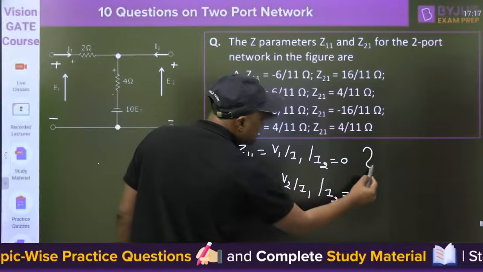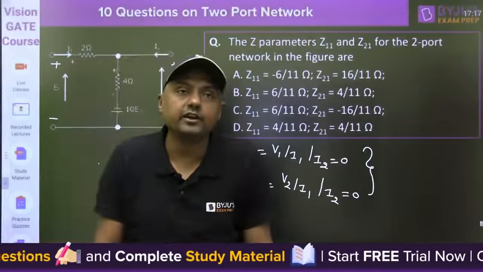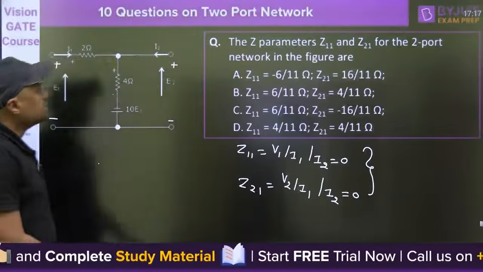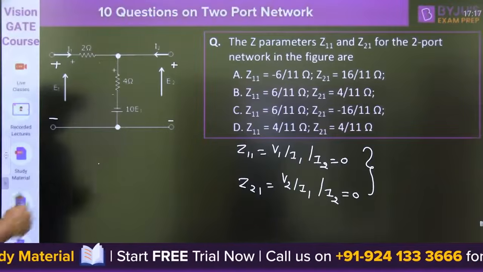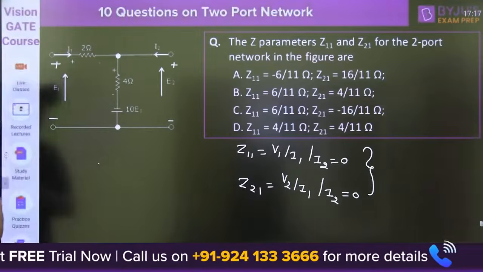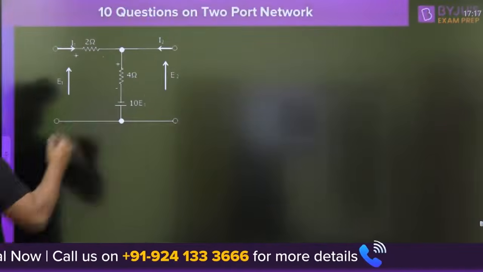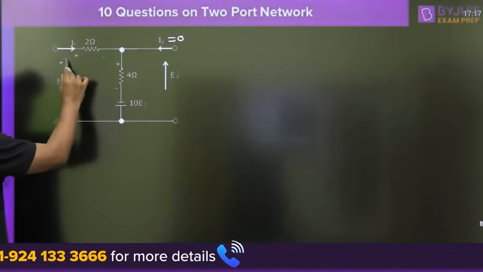In both the cases, what is the I2? 0. Now use this concept and find the value. In both the cases, whether it is Z11 or Z21, I2 should be equal to 0. Then if we make I2 equal to 0, you can write a KVL here.